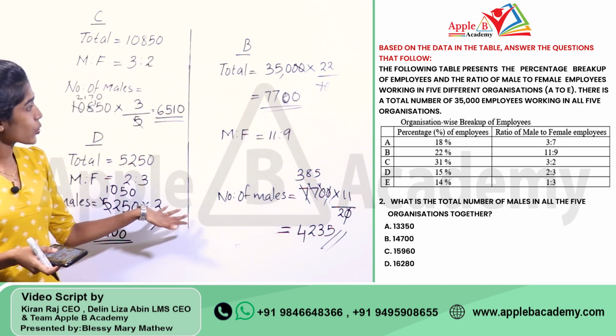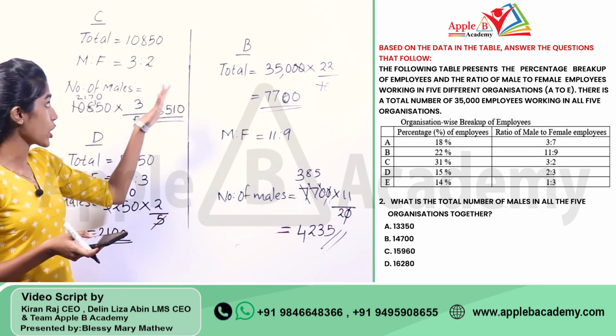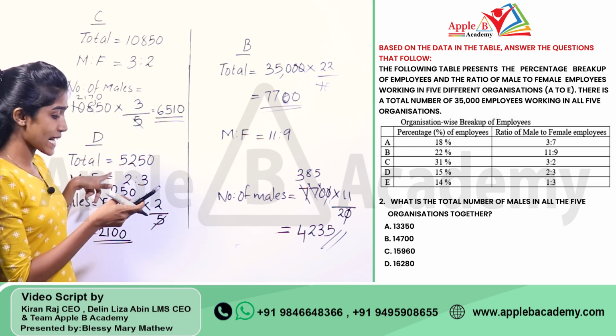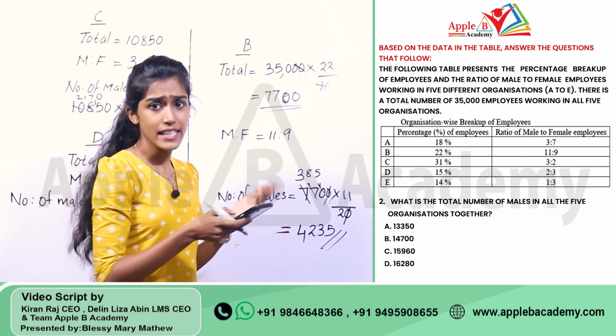So likewise, just go and figure out the number of male employees in all the other organizations as well. We have found out B, C and D. So you need to find out A, then E. That's it.